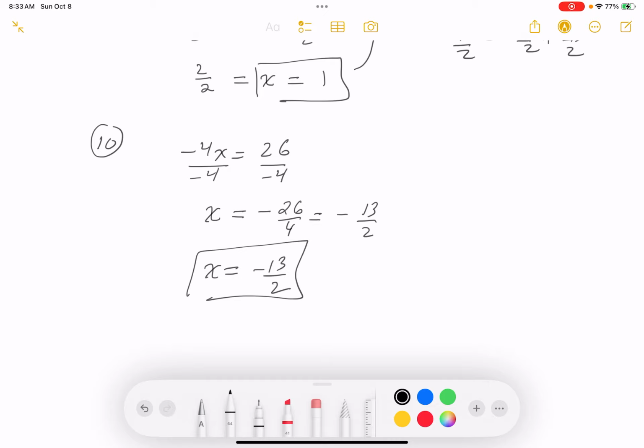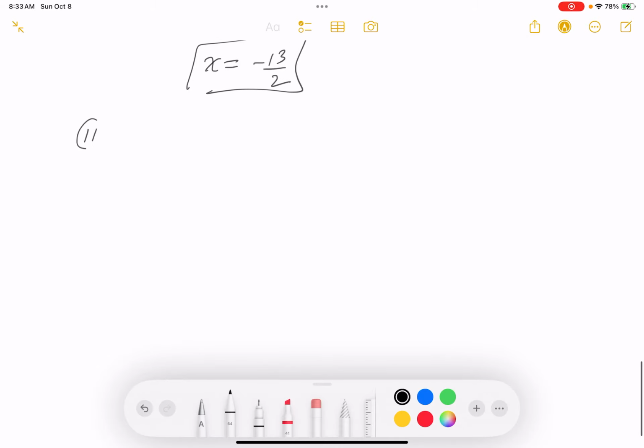I want to check it, and what do you check it back in? The original equation. And this is problem number 10. So it's minus 4 times, I believe x is minus 13 over 2, and they claim that's equal to 26. Let me write this as 1 over there. Sorry about that. So if you just multiplied it out, well, 4 times 13, that's 40, and 12, which is 52. Again, negative times a negative is positive. And 1 times 2 is 2. And 52 divided by 2 is 26. It does work out nicely.